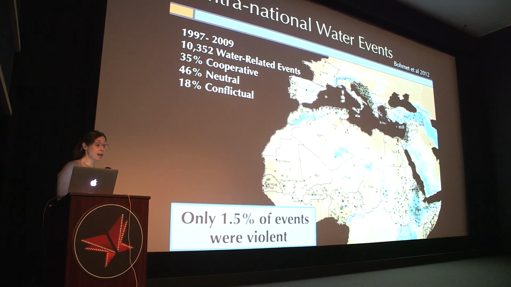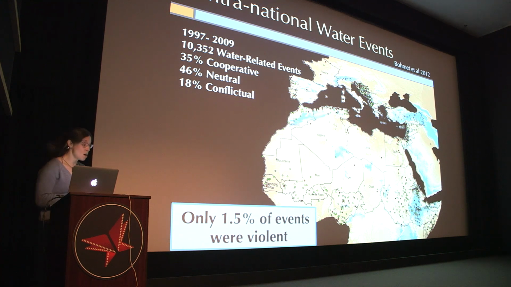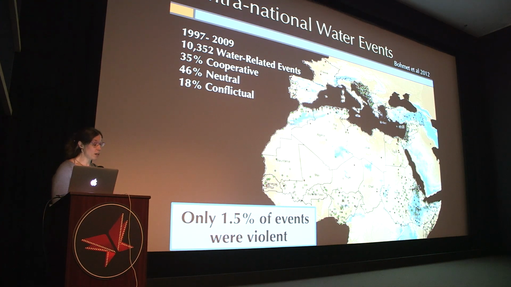They did find that economic development increases the probability of low-level water tensions, and this makes sense. As we develop economically, we have more demand for water. But that economic development actually decreased the risk of high-intensity conflictual events. So again, looking in a positive direction.